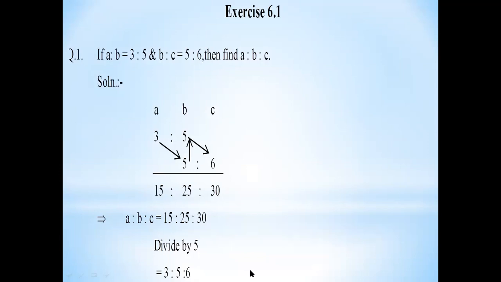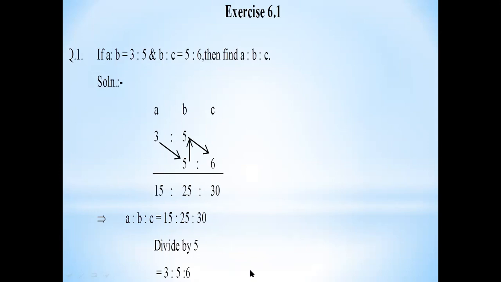Before going to start exercise 6.1, chapter number 5, review exercise, the first 3 questions are included in your scheme of study, so those first 3 questions you do by yourself.